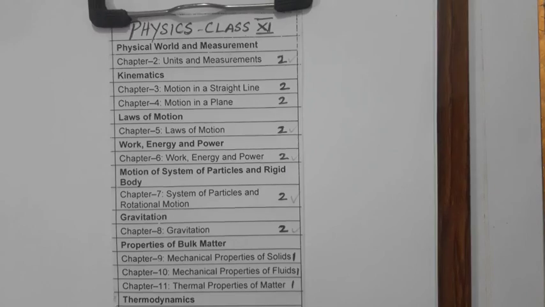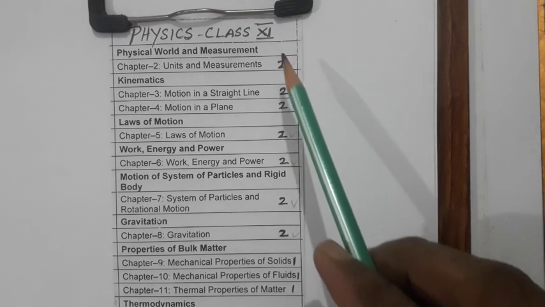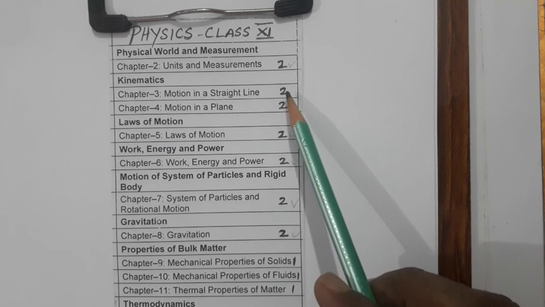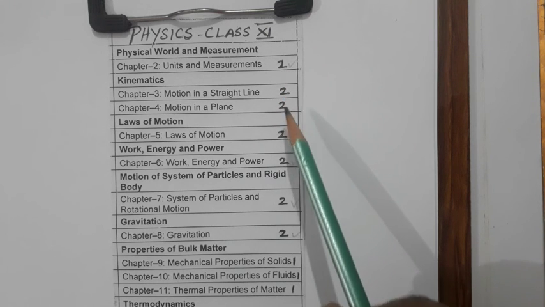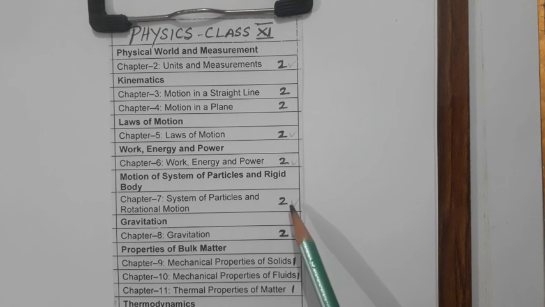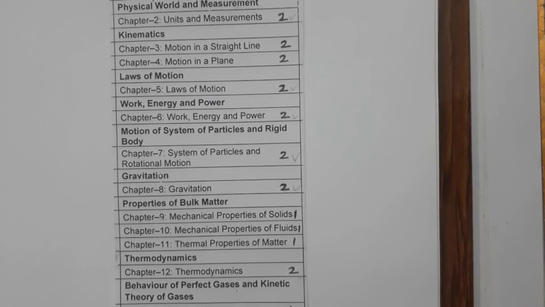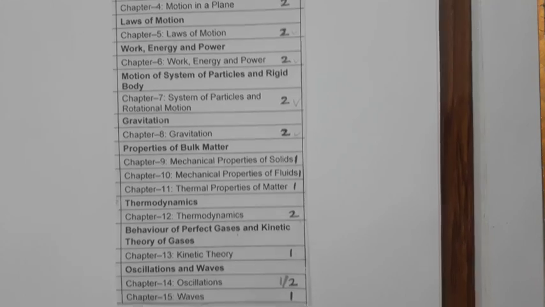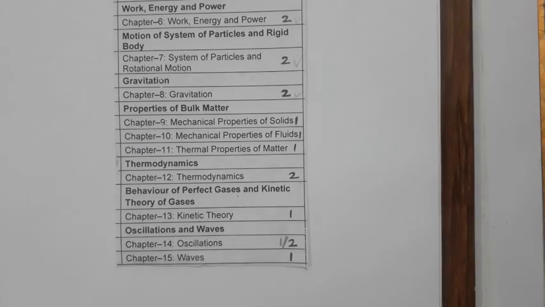So again I repeat to you, these are based on class 11th physics syllabus, right? Units and measurement, motion in a straight line, motion in a plane, laws of motion, work, energy, power, system of particles and rotational motion, gravitation, mechanical properties of solids, mechanical properties of fluids, thermal properties of matter, thermodynamics, then kinetic theory, then oscillations and waves.